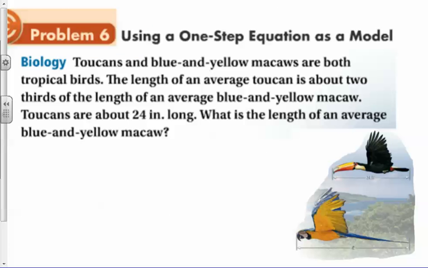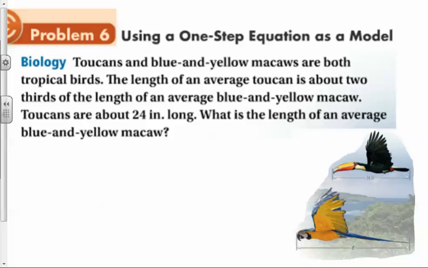All right, here's a story problem. It says, using a one-step equation. So toucans and blue and yellow macaws are both tropical birds. The length of an average toucan is about 2/3 of the length of an average blue and yellow macaw. Toucans are about 24 inches long. What is the length of an average blue and yellow macaw? I have no idea, and neither do you.